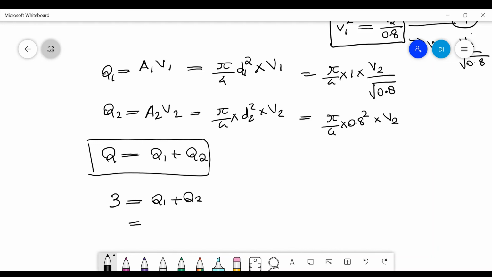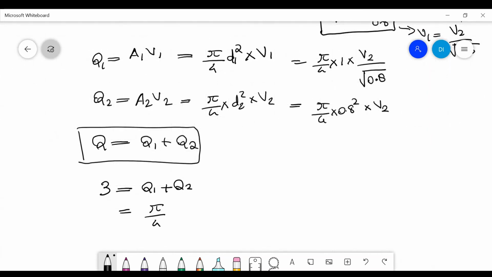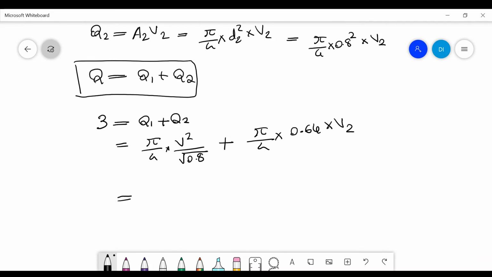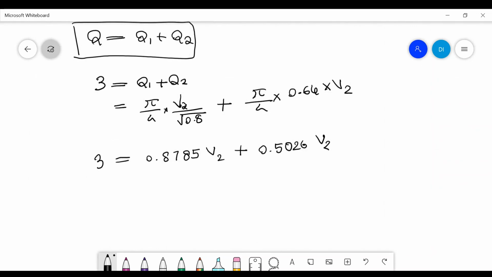So I'm writing down the same equations we found above: pi by 4 into V2 divided by root 0.8, plus Q2, which is pi by 4 into 0.8 square, that is 0.64, into V2. By doing the math we get 3 is equal to 0.8785 V2 plus 0.5026 V2, or V2 is equal to 3 divided by 1.3811, which is equal to 2.17 meter per second. So velocity V2 is found out. It is equal to 2.17 meter per second.